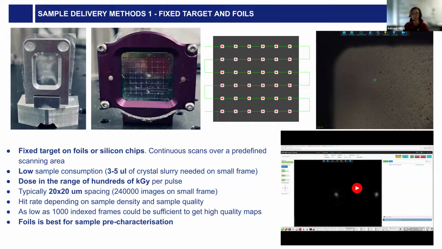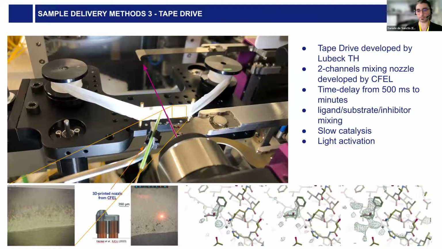Then it depends on many things, because, for example, in this kind of example, these are three different time points. So this means that the amount of crystals that you need is at least 3 times what you would need for a single experiment. So in that case, you need to have more. That's why assessing the diffraction capability initially gives you a better idea of how well your samples are behaving and what you can expect by setting up a more complex experiment, like with the tape drive.